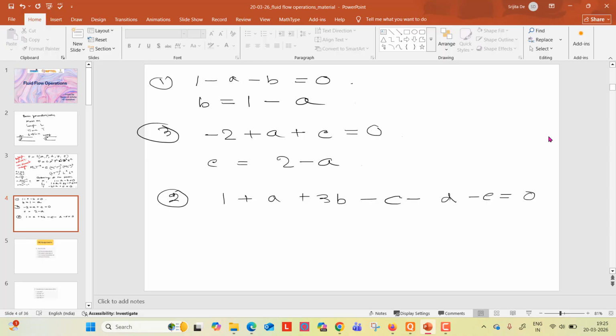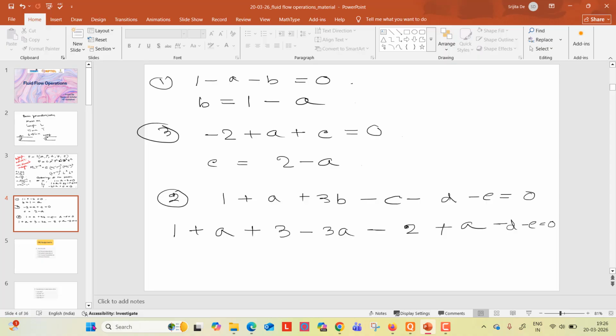Okay. So we are getting b, c, d in terms of a. How much can we simplify? We'll see. So 1 plus a, 3b means 3 minus 3a, okay. c means minus 2 minus a, so minus minus plus a, okay, minus d minus e equals 0.